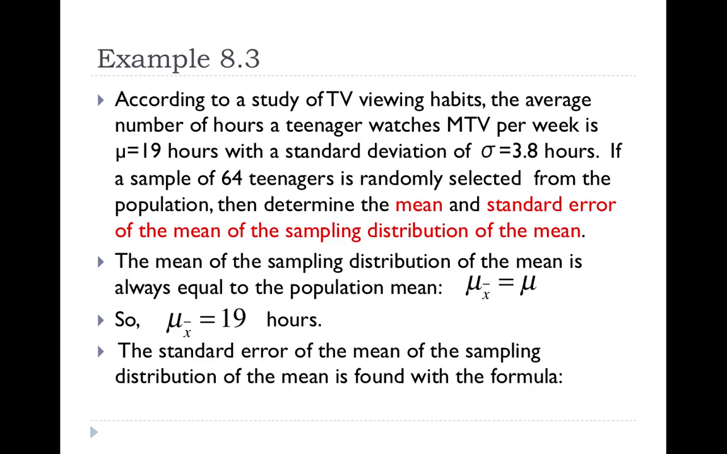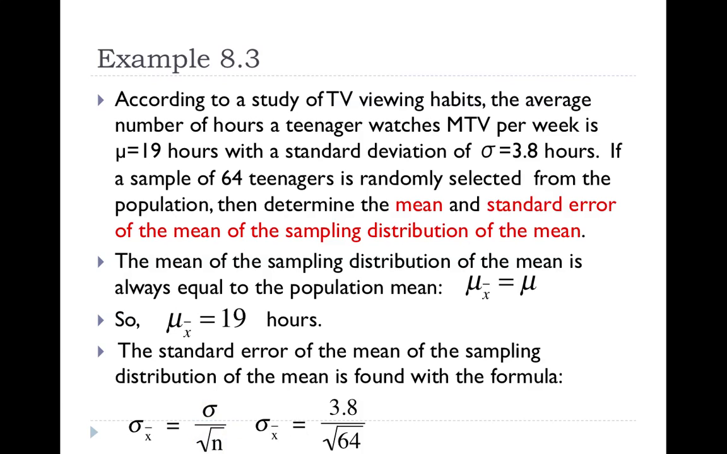The standard error is found with the formula sigma divided by the square root of n. So the standard error, which is denoted by sigma sub x bar, is equal to sigma divided by the square root of n. So we read our problem again, and we see that sigma, our population standard deviation, is 3.8, and then we're told that our sample size is 64. So since our sample size is 64, that takes the place of n in our formula. So what we do is we simply take 3.8 divided by the square root of 64.